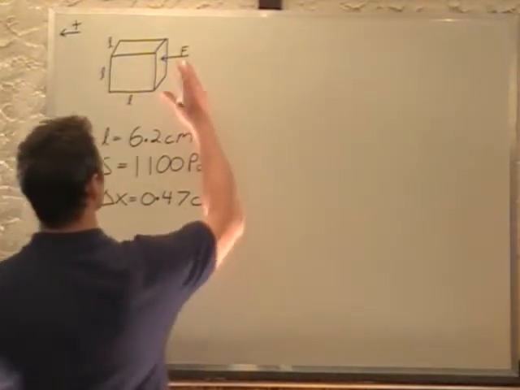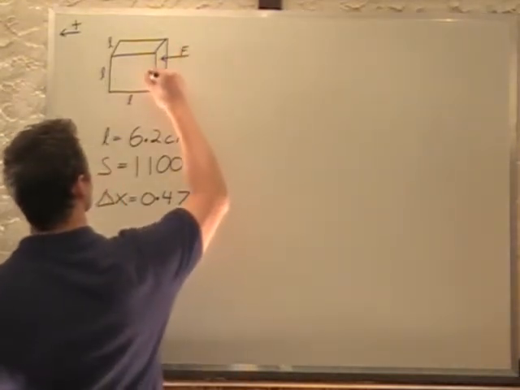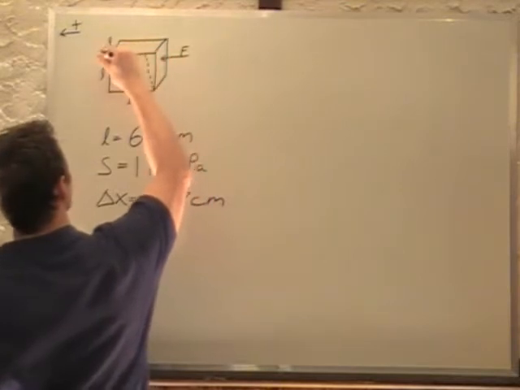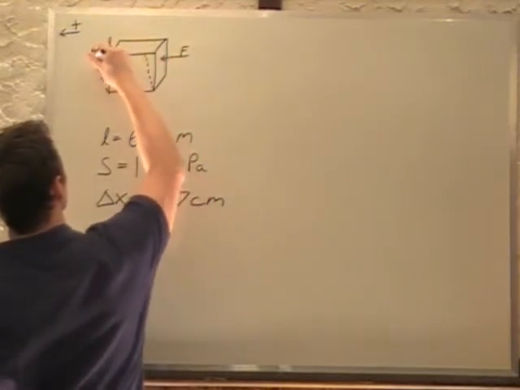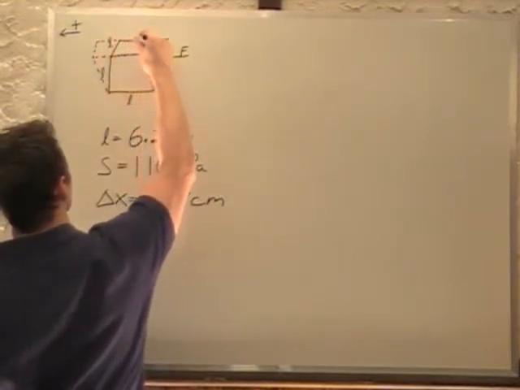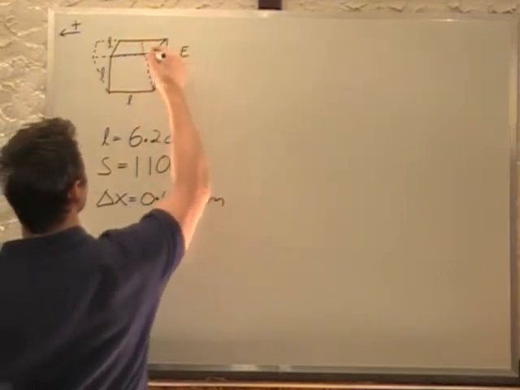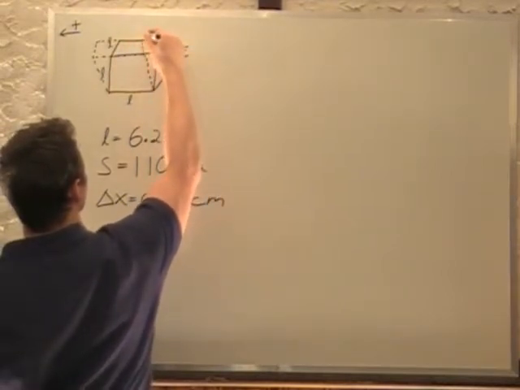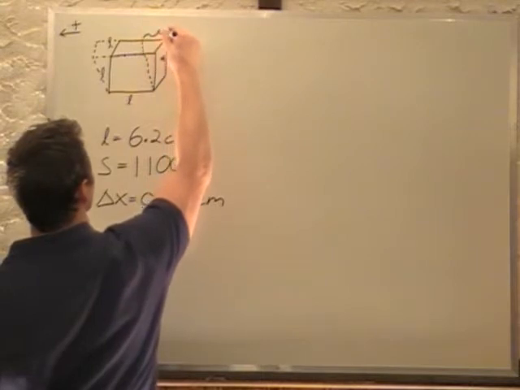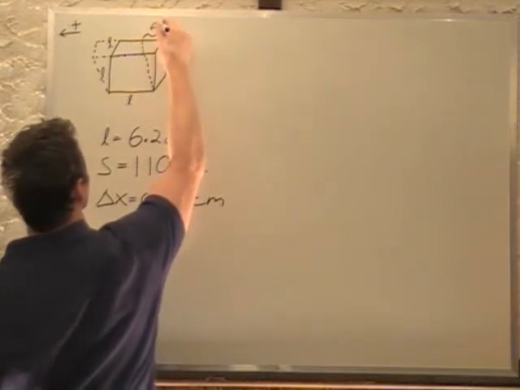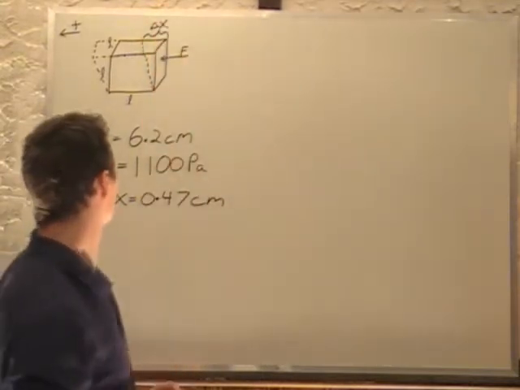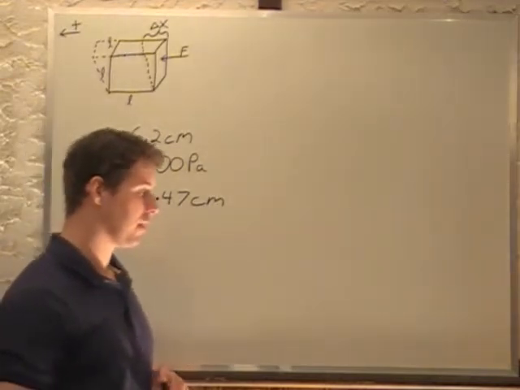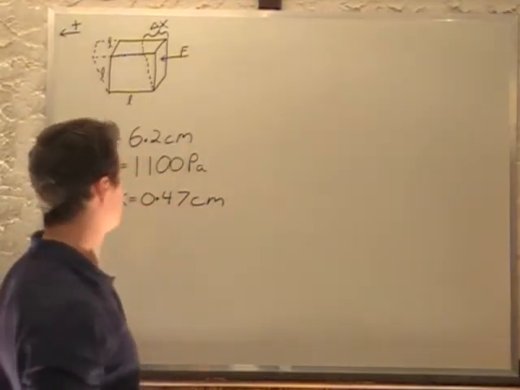So when we push it, it tilts over. Say this is kind of the final arrangement. So this, right here, is delta X, how much it goes over. Now, we're asked to find the force F to cause this.